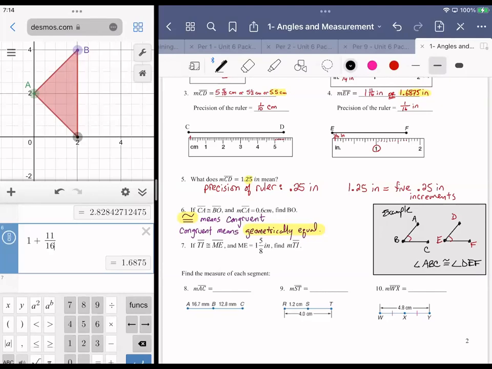So to answer number 6, they say if CA is congruent to BO. So somebody comes along and says, you have two line segments, one of them CA, the other BO, they're the same length. And then somebody else says, oh, by the way, the length of CA is 0.6 centimeters. Then we now know that the length of BO is also going to be equal to 0.6 centimeters.